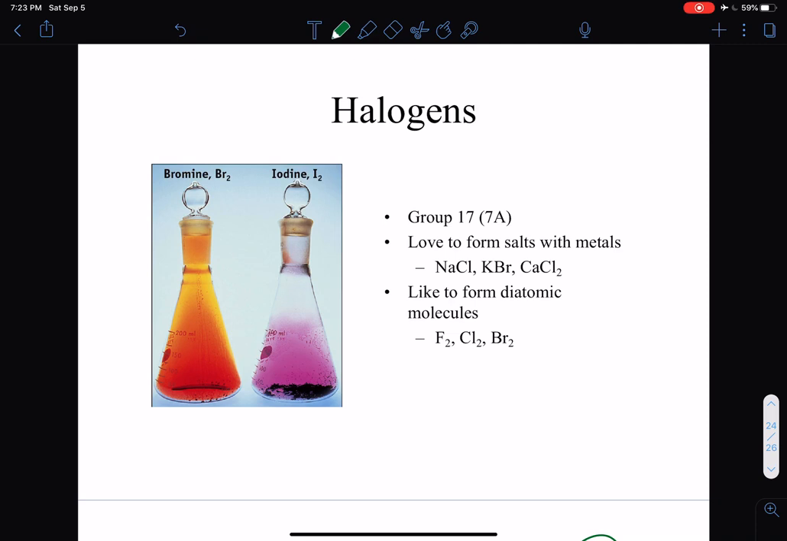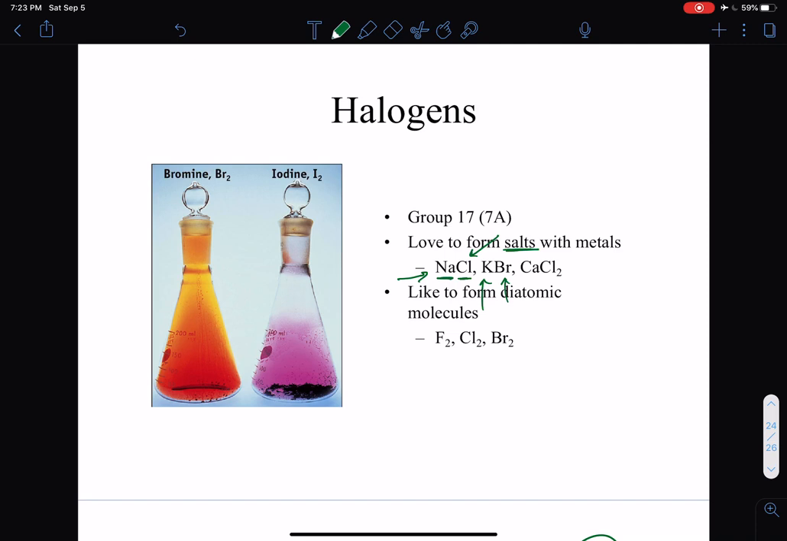Salts are, in chemistry, a metal and a non-metal. And remember, in chemistry, sodium's not the same as sodium chloride. So sodium is a metal and chlorine is a non-metal. And don't worry about the change in the ending from chlorine to chloride. We'll talk about that later. But when you have a metal and a non-metal together, you're forming something called a salt.